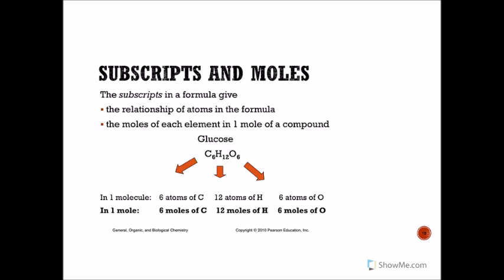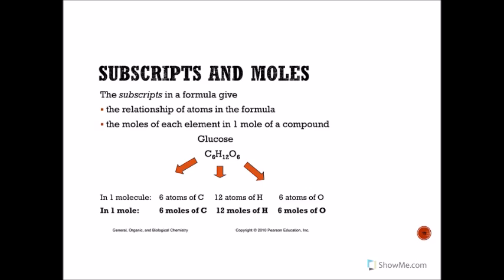Subscripts also play an important role when we're talking about moles. The subscripts in a formula give the relationship of atoms in the formula. The moles of each element is in 1 mole of a compound. So when we're talking about a glucose molecule here, in 1 molecule, or in 1 mole of glucose, we have 6 atoms of carbon, 12 atoms of hydrogen, and 6 atoms of oxygen, as well as 6 moles of carbon, 12 moles of hydrogen, and 6 moles of oxygen.